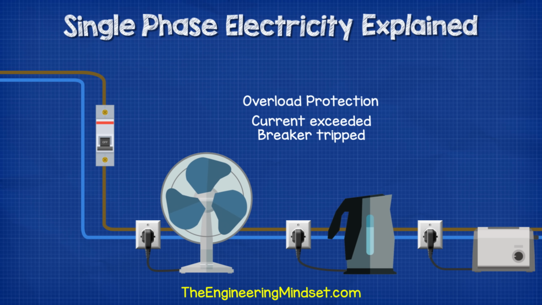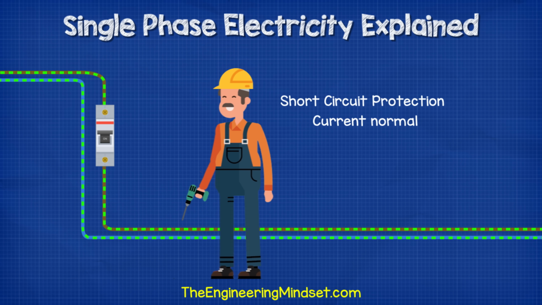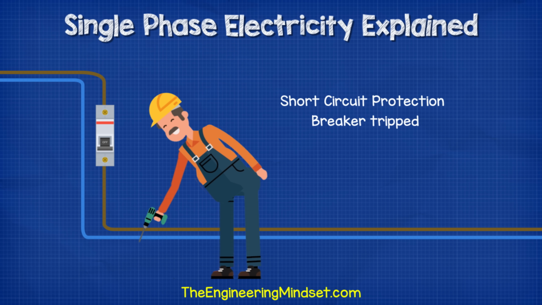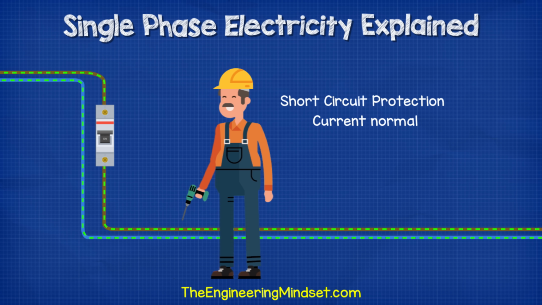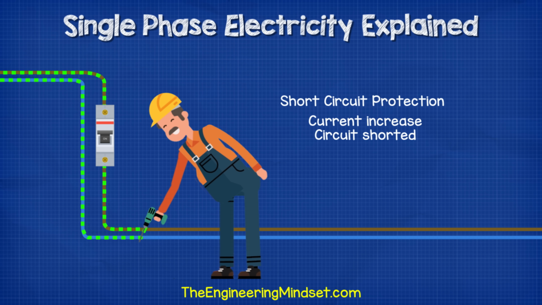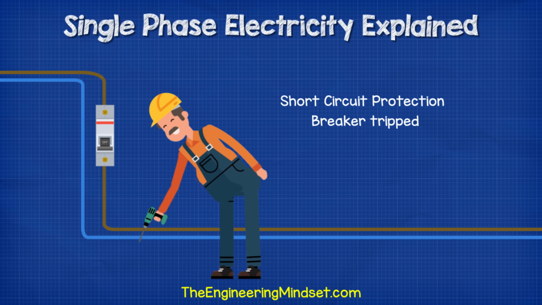The other protection it offers is short circuit protection. In the event of a short circuit, for example the live touches the neutral, then the circuit is bypassed and there may be a large and instantaneous increase in current. This will create a magnetic field inside the MCB which will cut the power to protect itself.